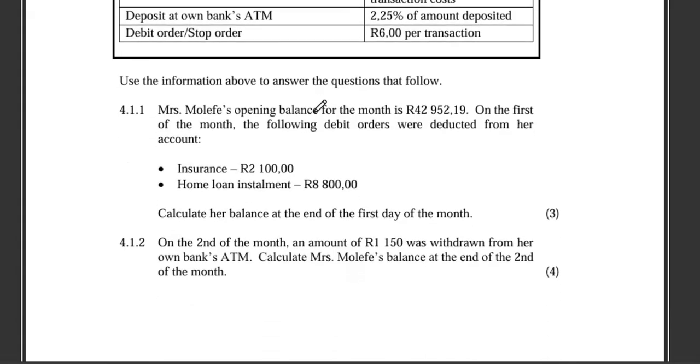Here we go. Mrs. Molefe's opening balance. On the first day of the month, she had this much money. That's what it means. On the first of the month, the following debit orders were deducted from her account. Calculate her balance at the end of the first day. Remember, at first she has this much. Then they remove 2,100. And the same day remove 8,800.